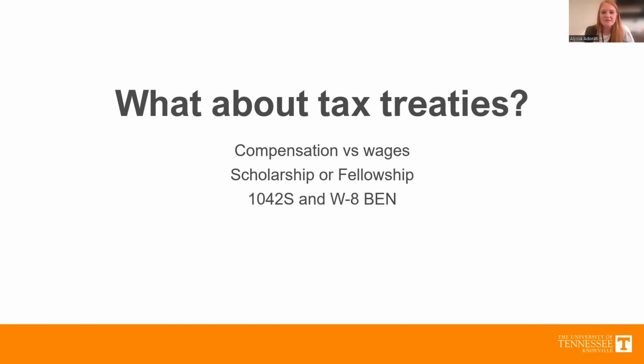What about tax treaties? Compensation versus wages. Say you have a job on campus and you are a GRA. That's different than claiming a scholarship or fellowship. Scholarship or fellowship is more the student side. And then 1042S versus a W-8BEN. 1042Ss are a tax form like a W-2. W-8BENs are a tax treaty form for students. And yeah, can I get the next slide, please?